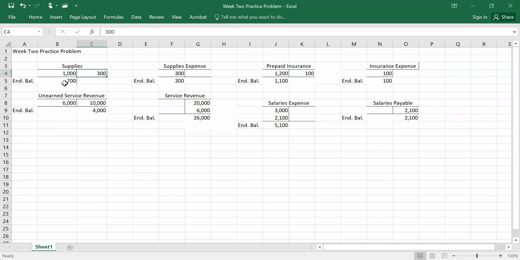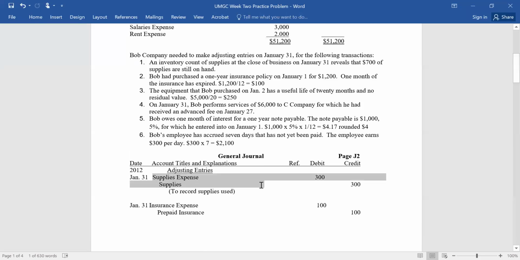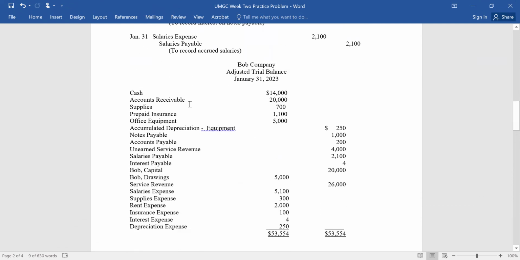The supplies was 1,000. I'm crediting it for 300 so that I get an ending balance of 700. I'm debiting supplies expense for that 300 in supplies I've used. So going back to the practice problem, here's the entry, debiting supplies expense, crediting supplies to record the supplies I've used. If you look at the adjusted trial balance that I create later, you'll see the supplies account is now 700, and I have added a supplies expense account of 300.